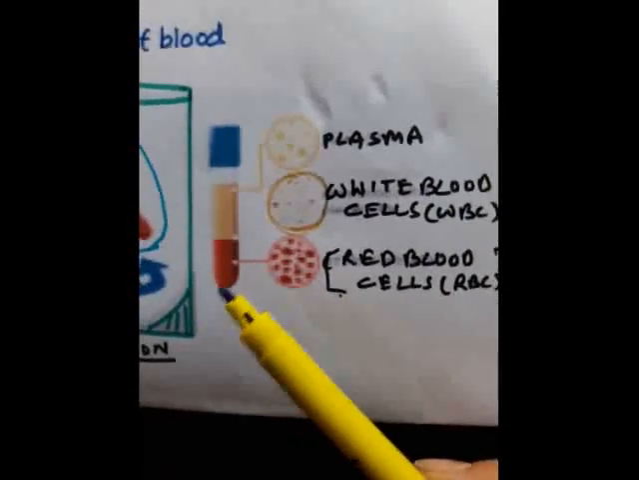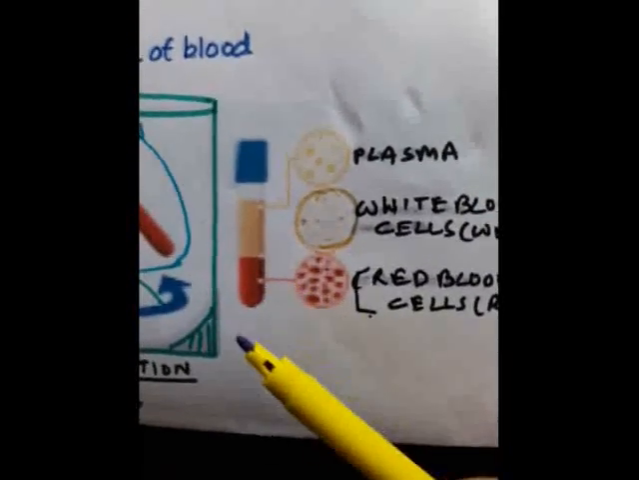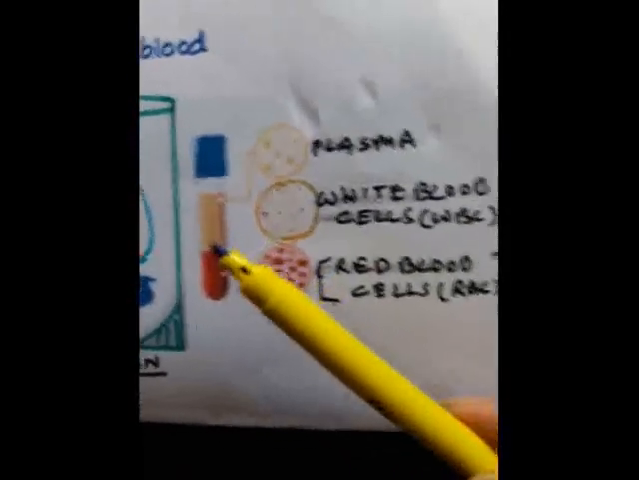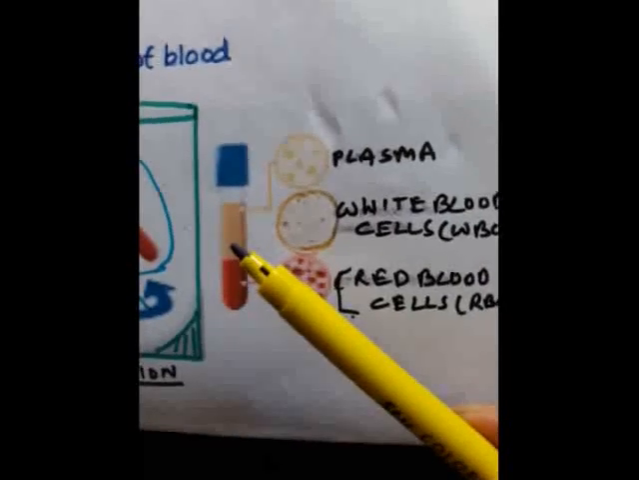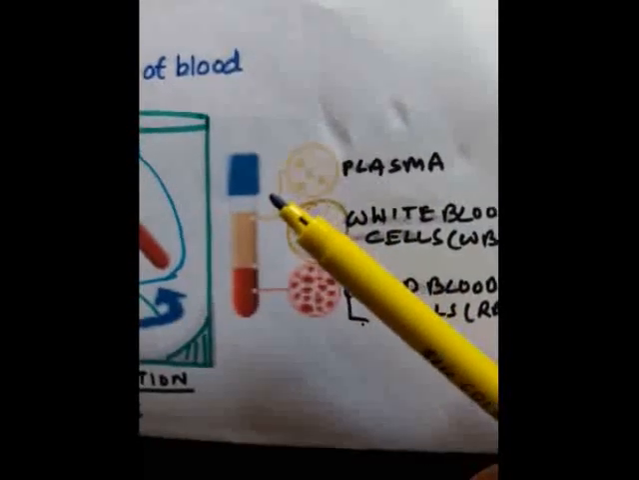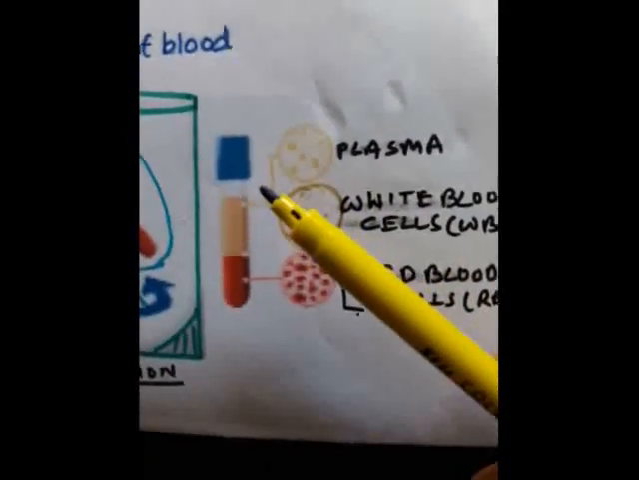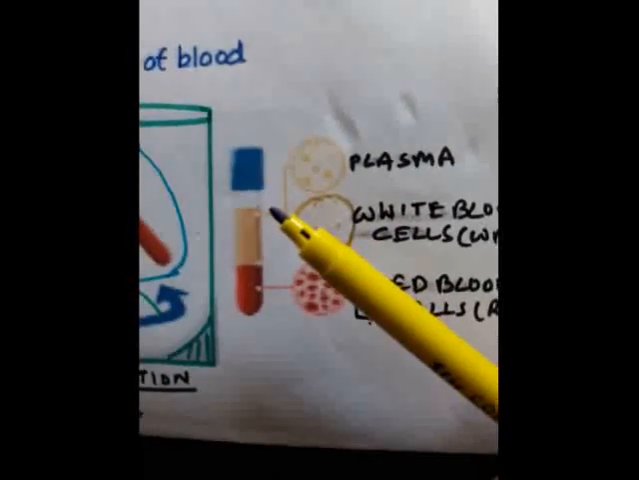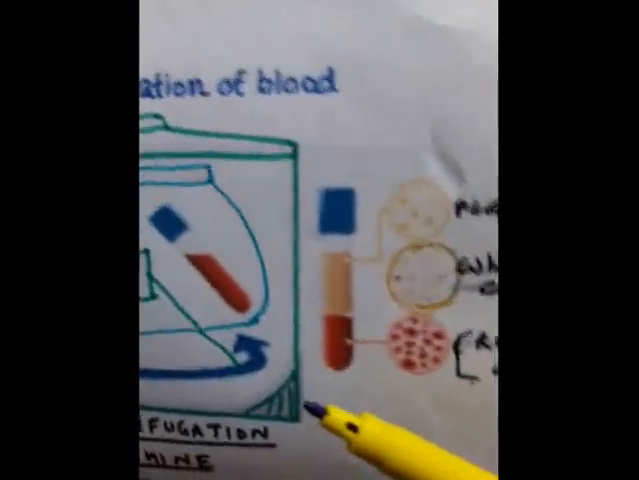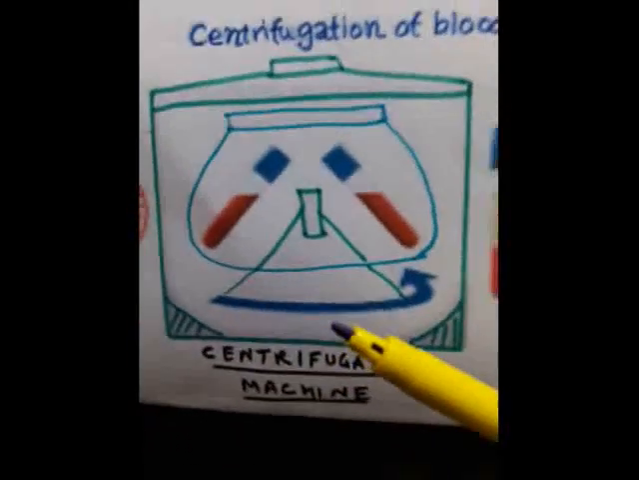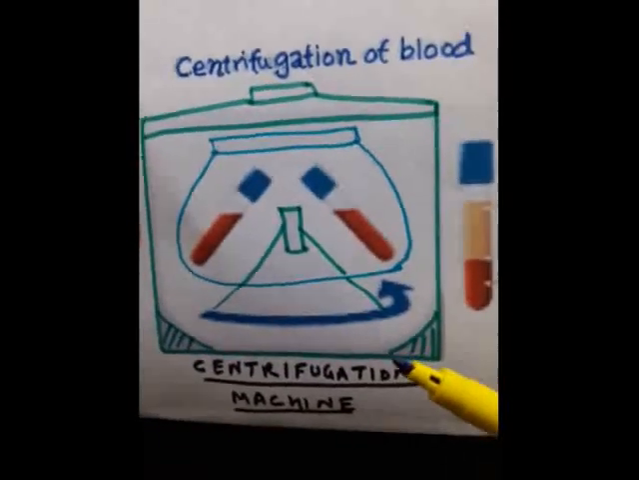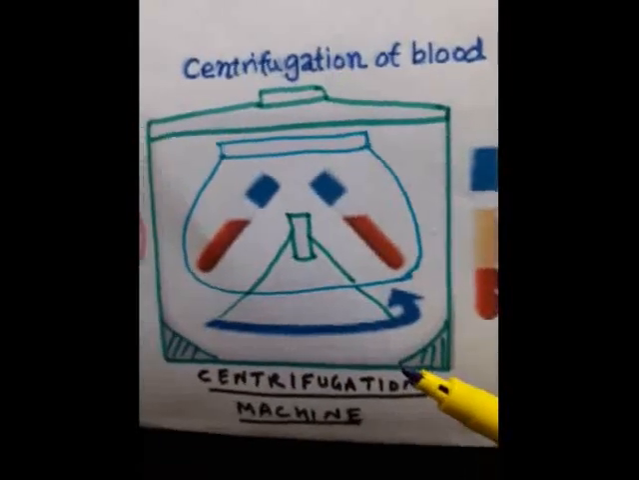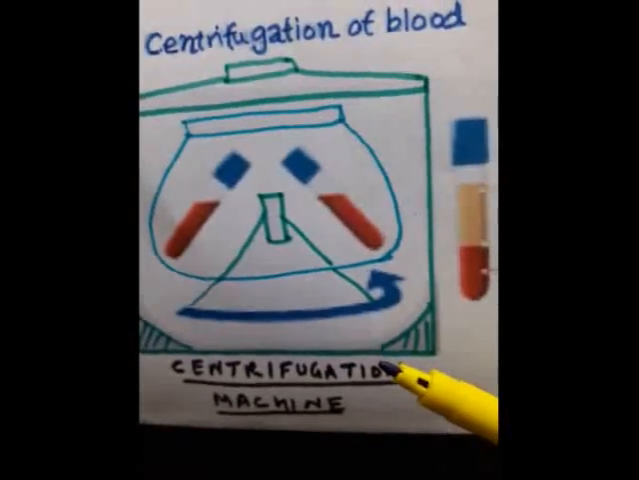RBC, red blood cells, are heavier, so they are at the bottom. White blood cells are lighter than RBC, so they are in the middle. And plasma, which is the fluid part of the blood, is at the top. And in this way, the components of the blood are separated. So in the centrifugation machine, we can separate the different components of blood.